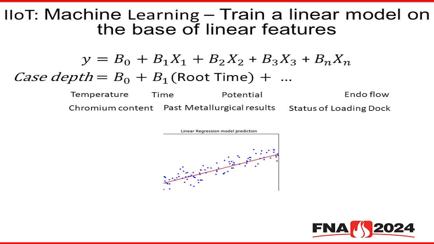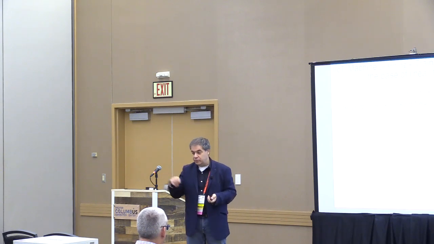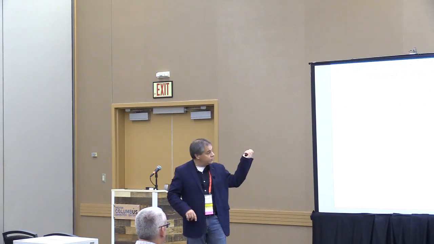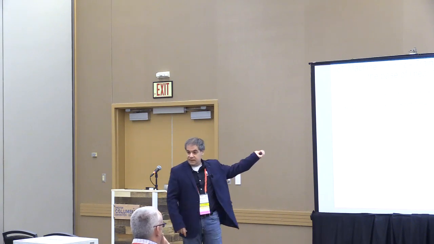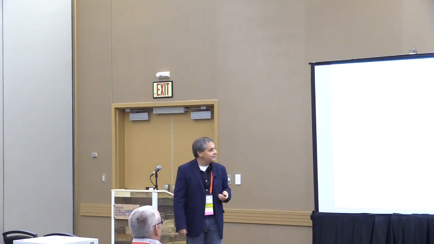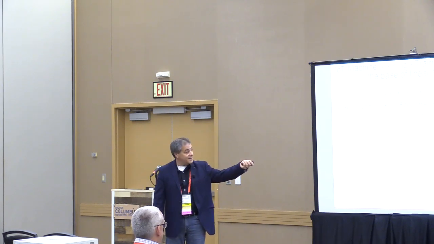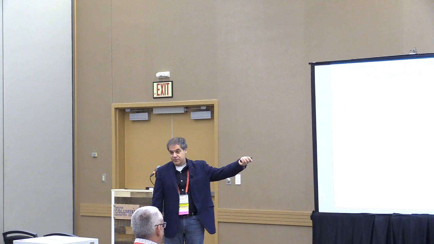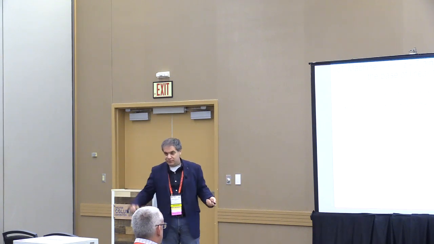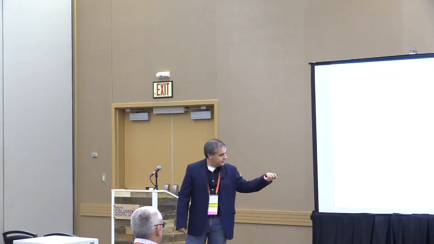So we're trying to get to this red line here. That's our goal, which is k-step versus different times, let's say. And k-step is equal to some value plus, this is one of those previous numbers, 0.7, 0.2, 0.5, negative 0.7, all those numbers, times root time. That was just an example. Obviously, this is not a finished equation, right? But I throw in temperature and time and potential, endo flow, status of the loading dock, which will probably have a 0.000001 times loading dock, yes or no. And you get to these blue dots.